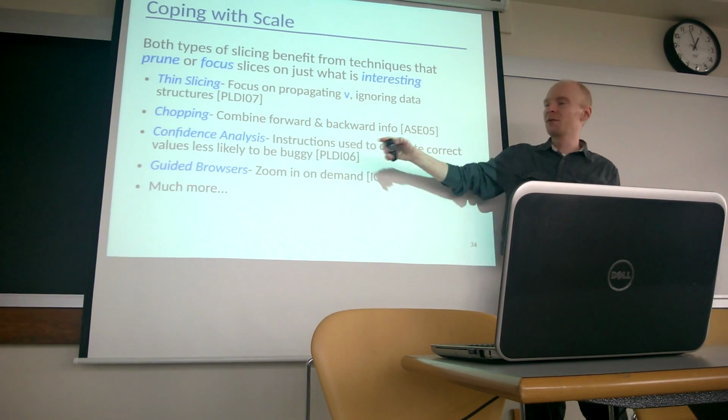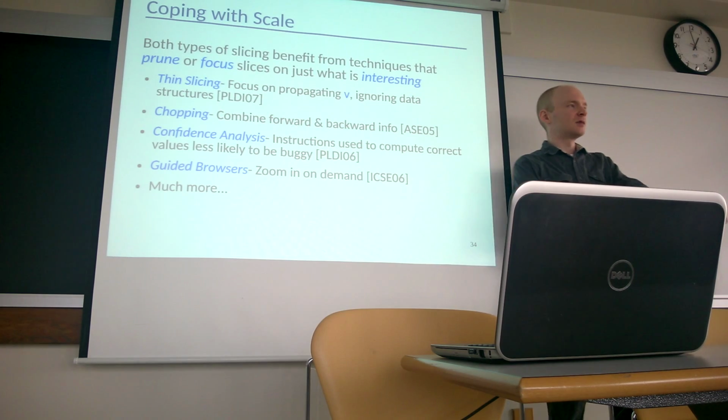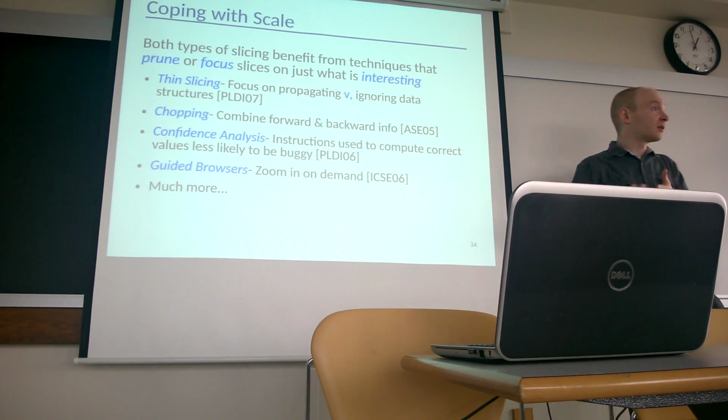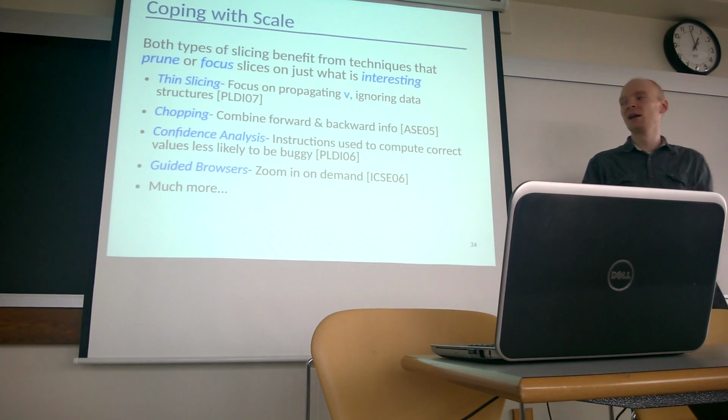Then there are things like chopping, which combine forward slicing and backward slicing, find their intersection, and find out what's relevant. And things like confidence analysis. Maybe if you look at the structure of a graph, maybe if you look at data from multiple executions, you can build up some probabilities about different instructions actually having some meaningful influence on your dependencies. And so you can rank the probability of an actual dependence being relevant inside your slice.